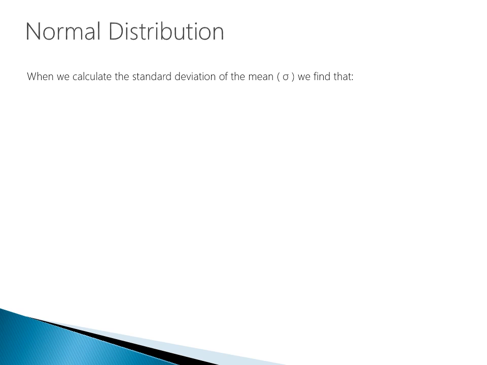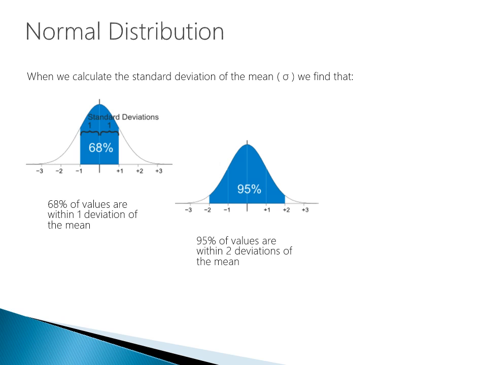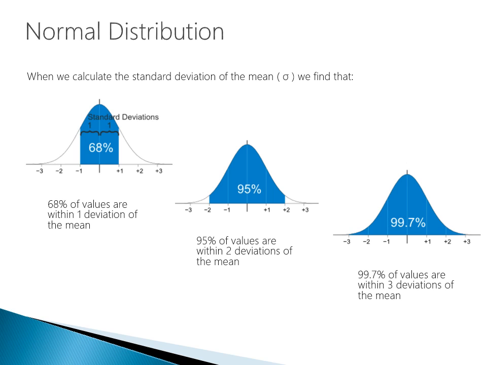When we calculate the standard deviation of the mean, we find that 68% of values are within one deviation of the mean, 95% of values are within two deviations of the mean, 99.7% of values are within three standard deviations of the mean. So within three standard deviations, we should encompass 99.7% of the overall observations if we have a normal distribution. And I said should, I mean we actually, that's the exact number.